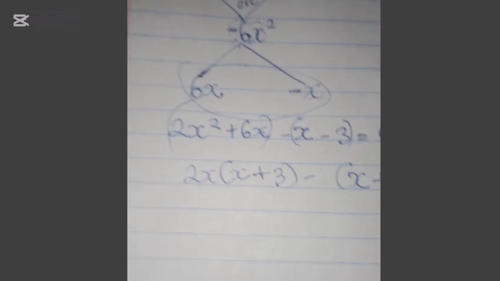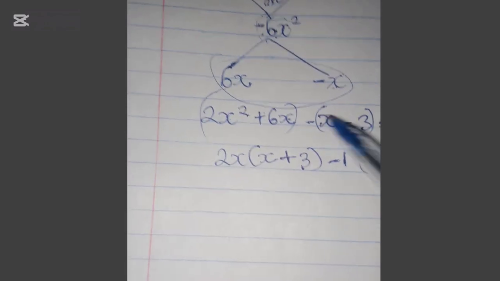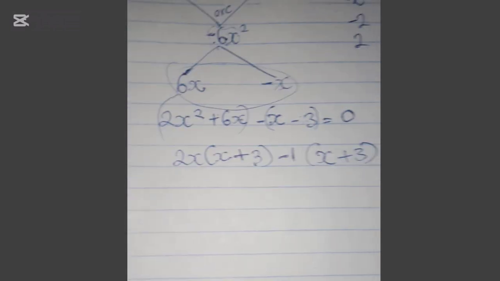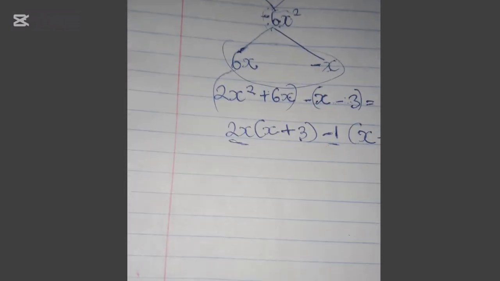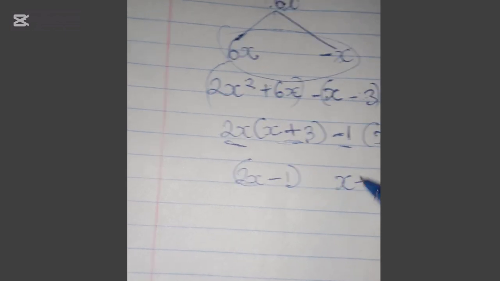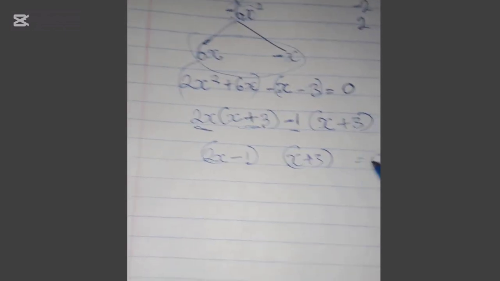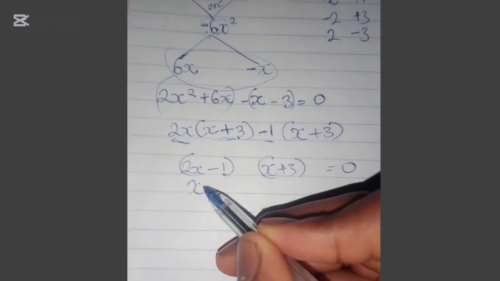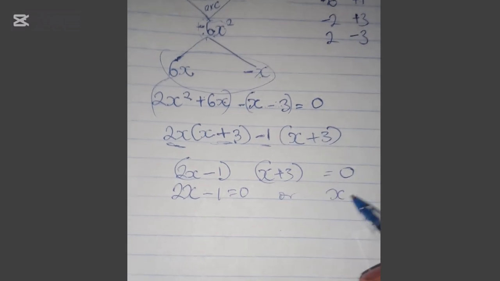So this x plus 3. And what you have here, minus 1. Just 1 will go into both of them and give you what is here. So now we collect this part and this part, then collect one of these. So there is 2x minus 1 and x plus 3 equals 0. So we now take each of them and solve it, equate it to 0. That's 2x minus 1 equals 0, or x plus 3 equals 0.